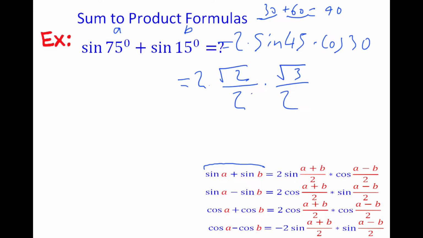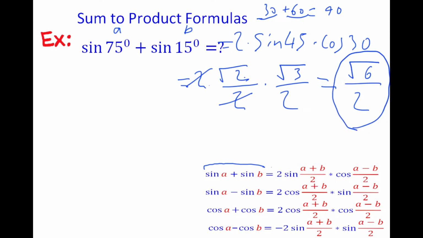And here you can just cross out those values, and this is going to be equal to square root of 2 times square root of 3. We're going to have square root of 6 divided by 2. So this is the final answer in this question, guys.